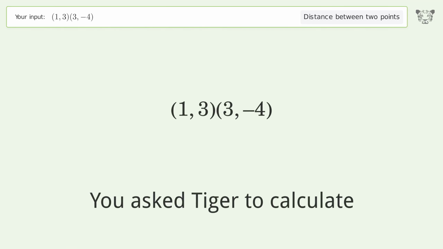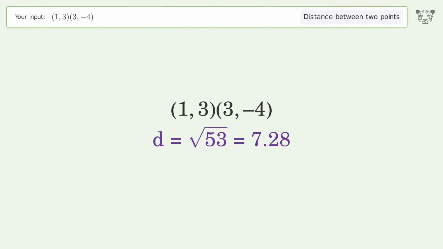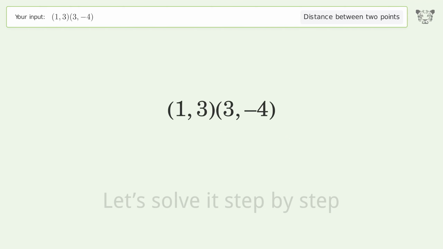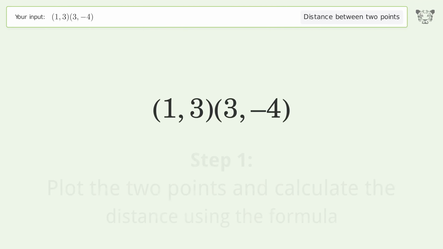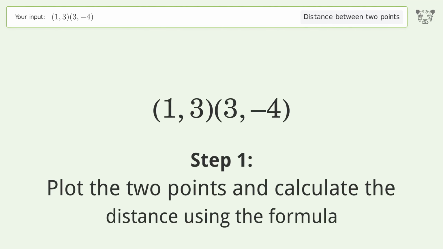You ask Tiger to calculate. This deals with the distance between 2 points. The distance between the 2 points is the square root of 53 or 7.28. Let's solve it step by step. Plot the 2 points and calculate the distance using the formula.